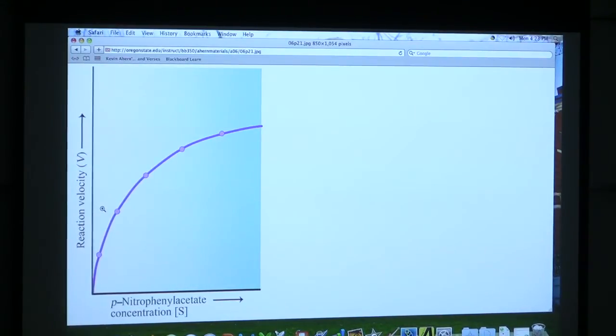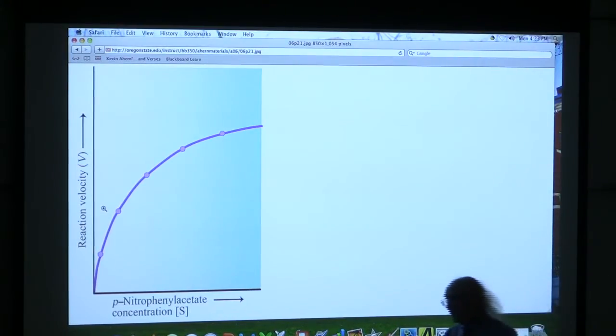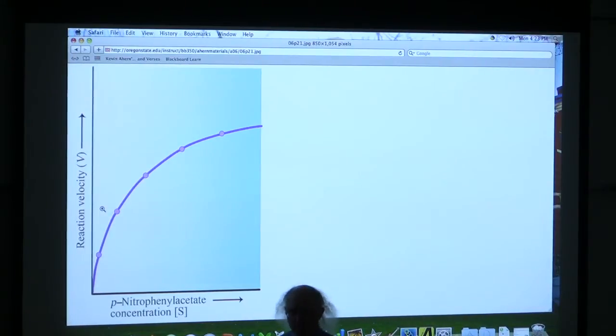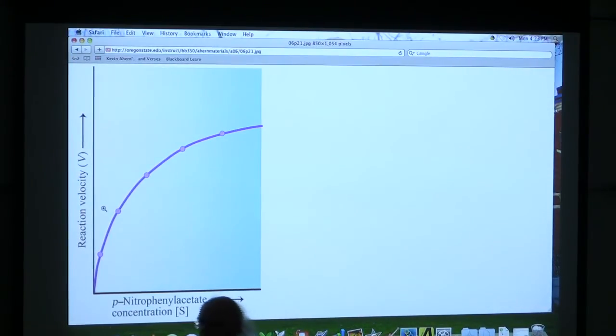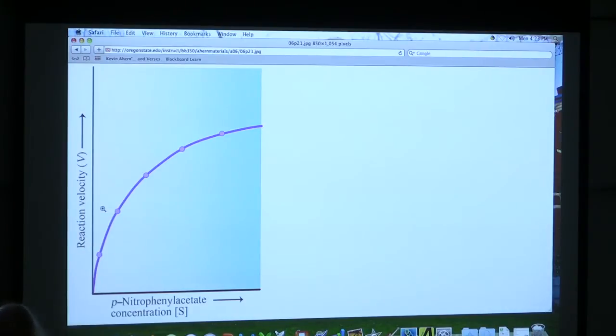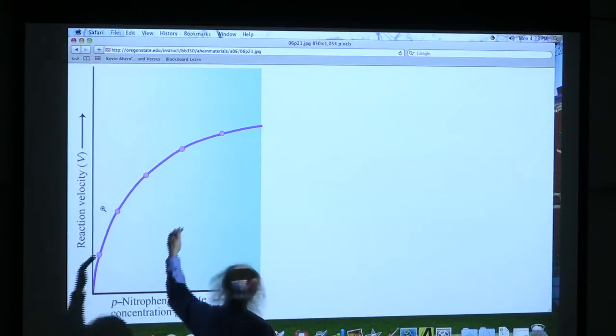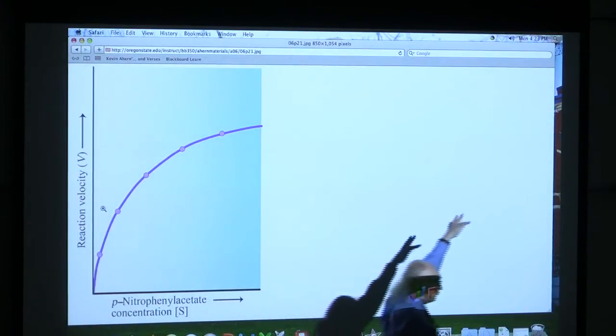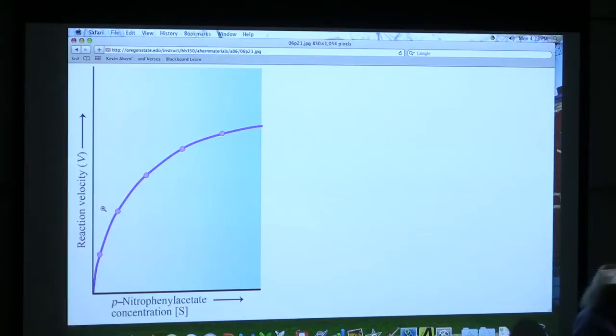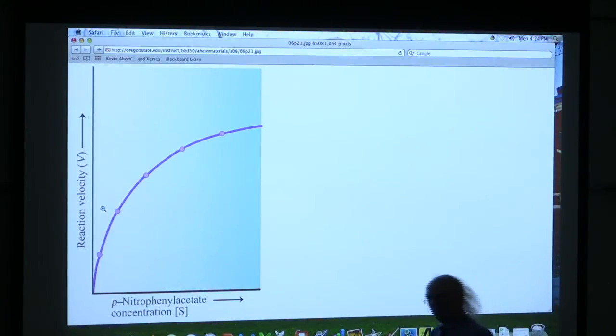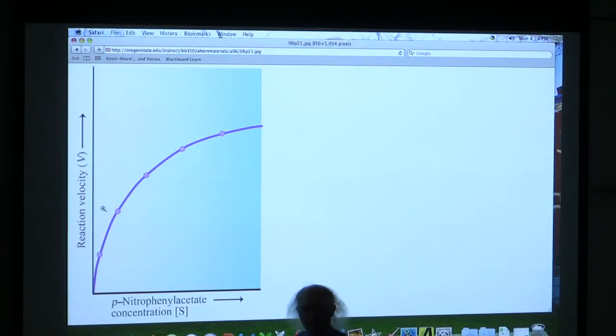What I generate is what we describe as a hyperbolic curve. Now you'll notice it's a curve. It's not a straight line. There's a very good reason why it's not a straight line. I'll explain that to you in a second. But you notice that it's a curve, and it's called a hyperbolic curve. It flattens off. It flattens out. It will eventually reach a point that we'll call maximum velocity.